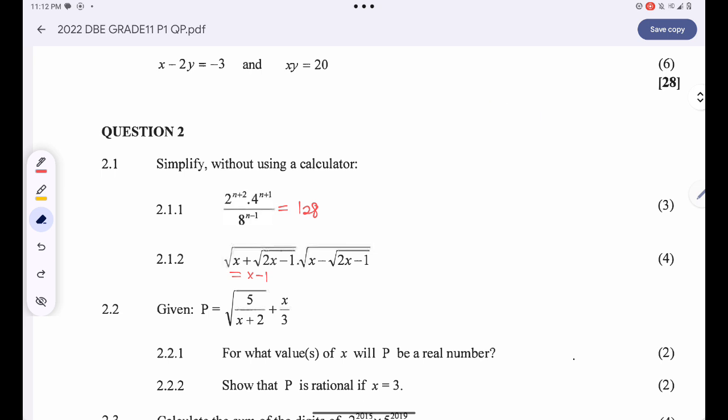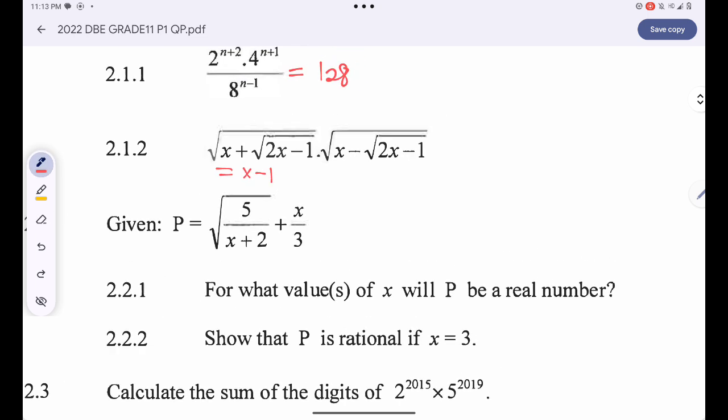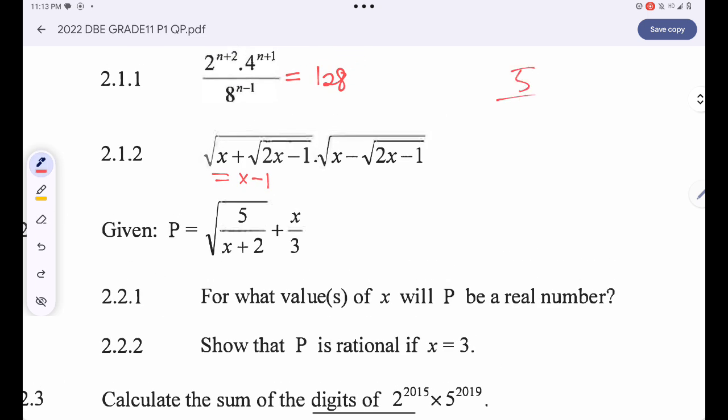Let's move to 2.2. I'm given a p, and I'm being asked, for which values of x will p be a real number? P will be a real number if and only if whatever is under the square root, 5 over x plus 2, is greater than or equal to 0. Are you together? It simply means I'm just dividing two terms and my answer is greater than 0.